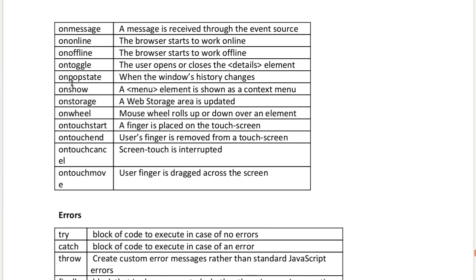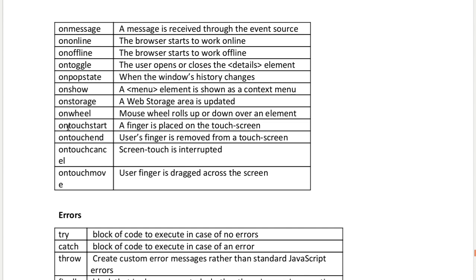On pop state: when the window history changes. On show: a menu element is shown as a context menu. On storage: a web storage area is updated. On wheel: the mouse wheel rolls up or down over an element.